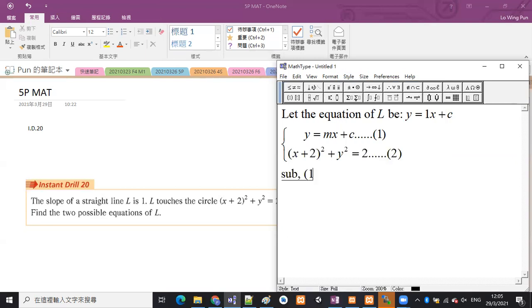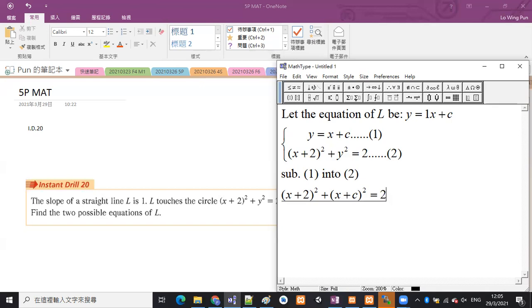Okay. Sub 1 into 2. So (x plus 2) squared, sorry, plus the y becomes m. Sorry, my fault. The m is 1. Okay, sorry. So it's just x plus c. Okay, so we have already known that m is equal to 1. So it becomes (x plus c) squared is equal to 2.